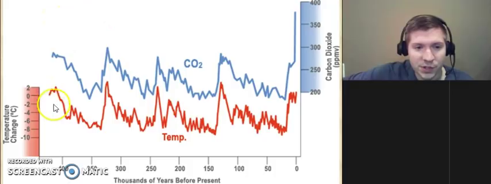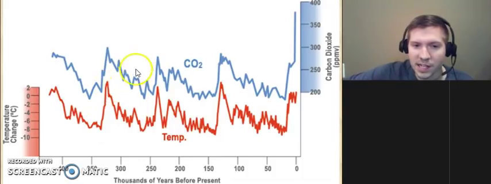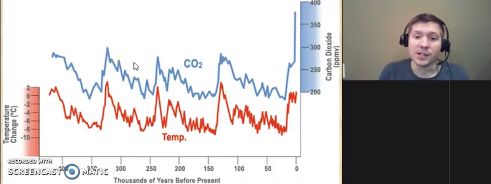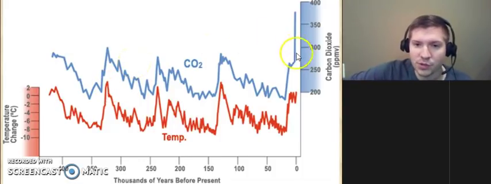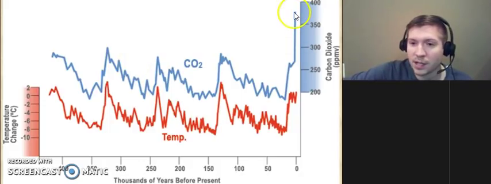And we are concerned because when CO2 goes up, you can also see a resulting increase in temperature. These lines seem to mirror each other, and so we are very worried that as CO2 climbs to never before seen levels, we will see temperature follow a similar path.